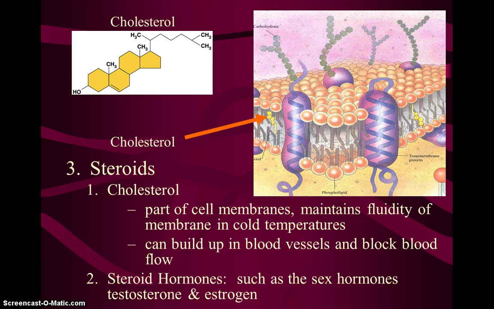Cholesterol, a type of steroid, can build up in blood vessels and block blood flow. So steroids are the third type of lipid, and one example would be cholesterol. Another example would be the steroid hormones, such as the sex hormones, testosterone and estrogen. Testosterone is produced by the testes for males, starting at puberty, and then estrogen is produced by the ovaries of the females. That also starts at puberty. So you have two types of steroids: cholesterol, and steroid hormones.